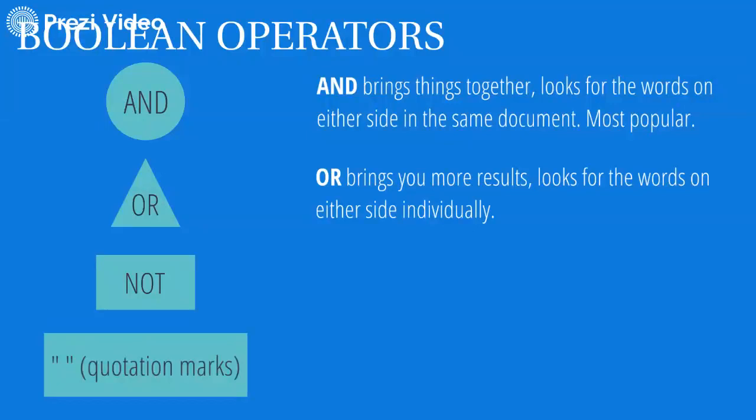OR will bring you more results because it will look for those words individually. They may both appear in the same document and it will show up in your search results, but they don't both have to be there. It only requires one or the other. So you tend to get more results if you're using OR.